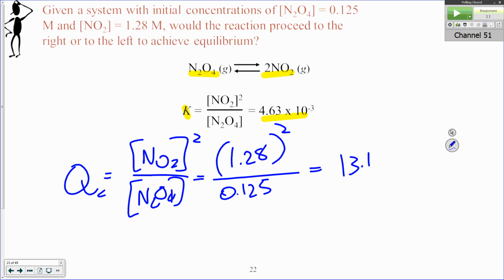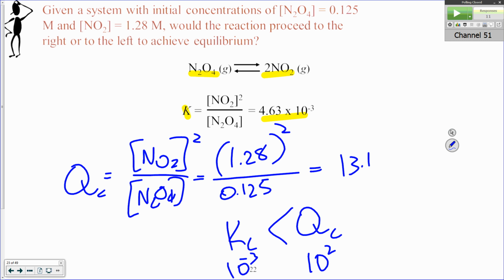So then I need to do a comparison of K sub C versus Q sub C. Okay, so K sub C is a small number. It's 10 to the minus third. And Q sub C is a larger number. It's 10 to the 2. So in our case, what happens is that Q sub C is much larger than K sub C. Okay, so which way is it going to have to run?